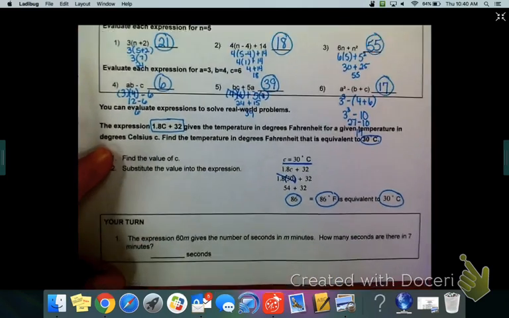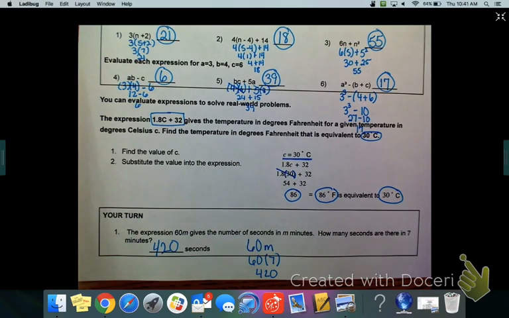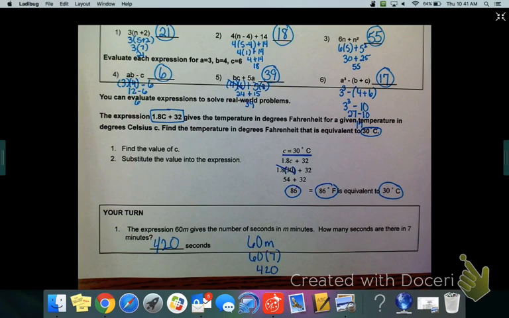Why don't you try one now? Here's a real-world example. See how many seconds are in 7 minutes. Pause the video and push play when you're ready to see the answer. The correct answer is 420 seconds in 7 minutes. Double check yours with mine. If you made a mistake, see if you can find your error.